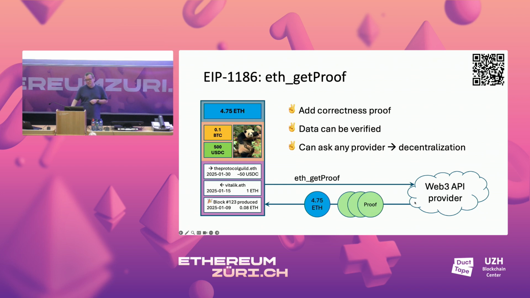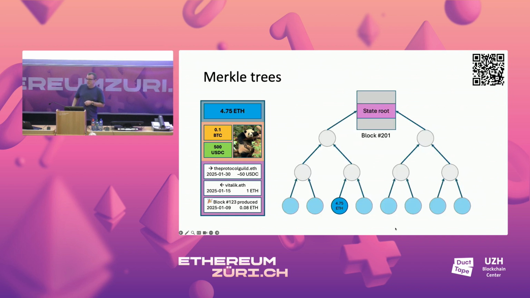To understand this proof on a technical level, we have to understand how Ethereum stores its data. All the account balances are stored in a tree structure.